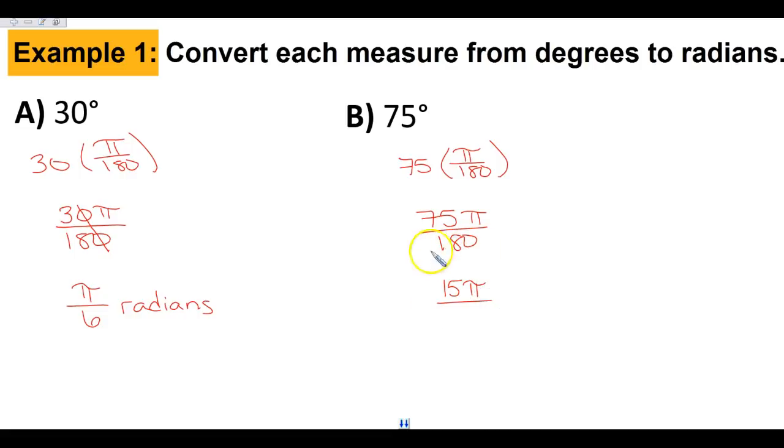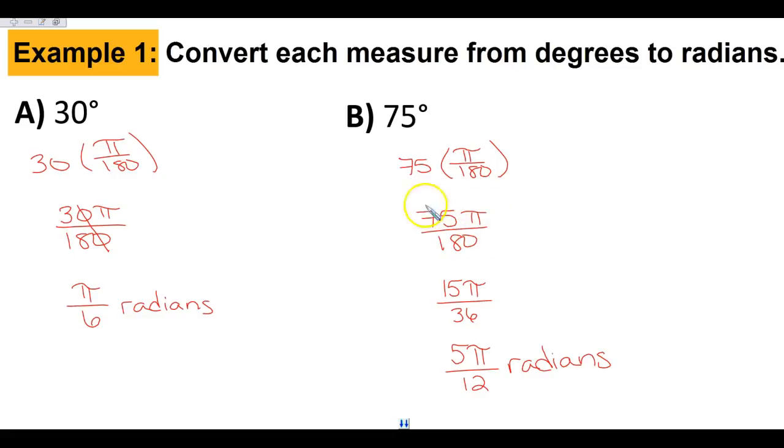Okay, if I divide 180 by 5, I'm going to get 36. So then I can see that both of these are still divisible by 3. So 15 divided by 3 is 5, so my numerator is going to be 5 pi. 36 divided by 3 is 12. So we're going to get 5 pi over 12 radians.